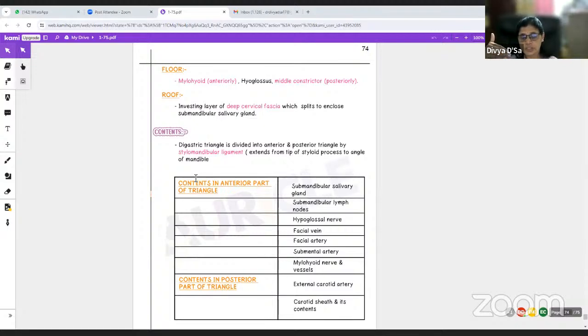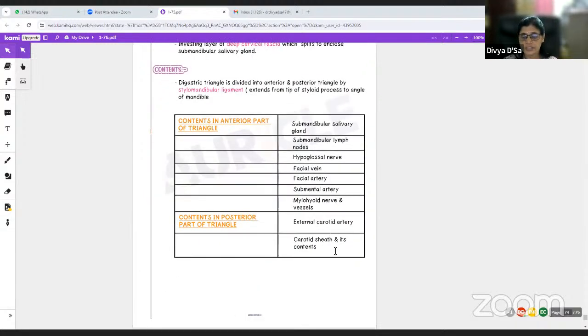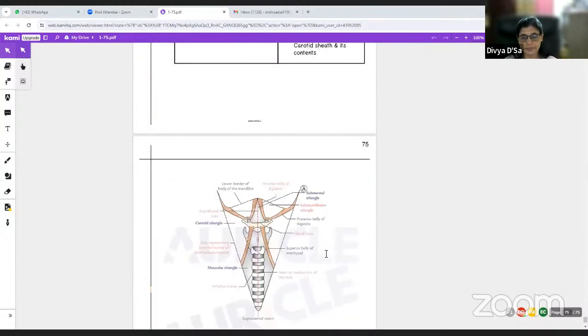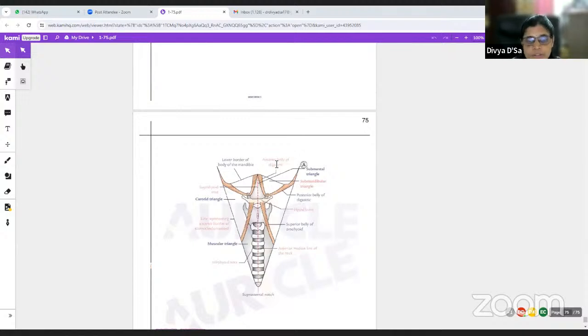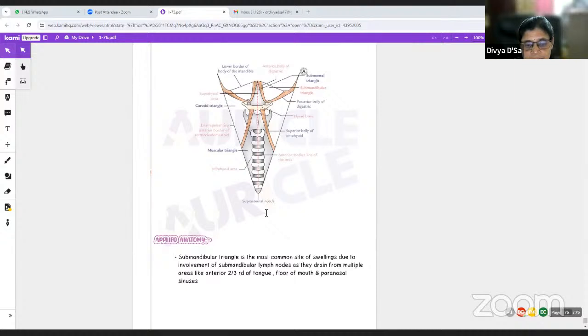In the posterior part of the triangle, there is the external carotid artery, and the carotid sheath along with its contents. Which carotid sheath contents? Basically the common carotid with external and internal carotid, the internal jugular vein and the vagus nerve. So this is the triangle we were talking about, that is the digastric. Then the submandibular triangle.